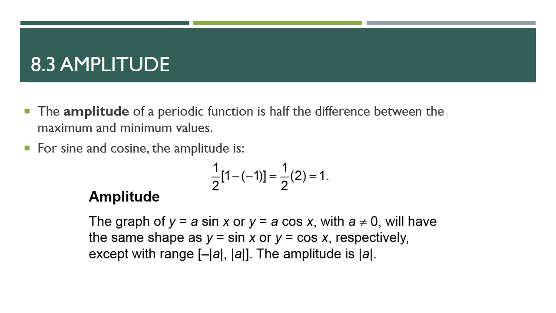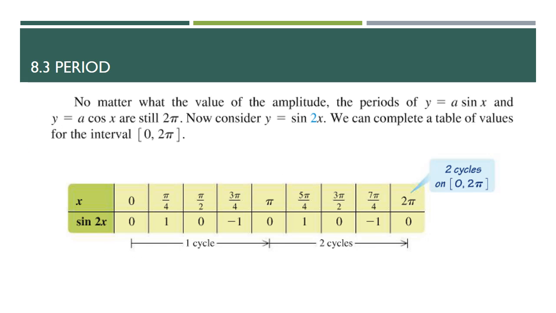The graph of y equals a sine x or y equals a cosine x, where a is not 0, will have the same shape as the graph of sine or cosine, except that the range will be -a to a, and the amplitude will be a. So that number out in front of the sine or cosine is going to tell us what the amplitude is. If there's no number there, then the amplitude is 1. No matter what the amplitude, the periods are still 2 pi. So when you multiply a number out in front, it's not affecting the period.